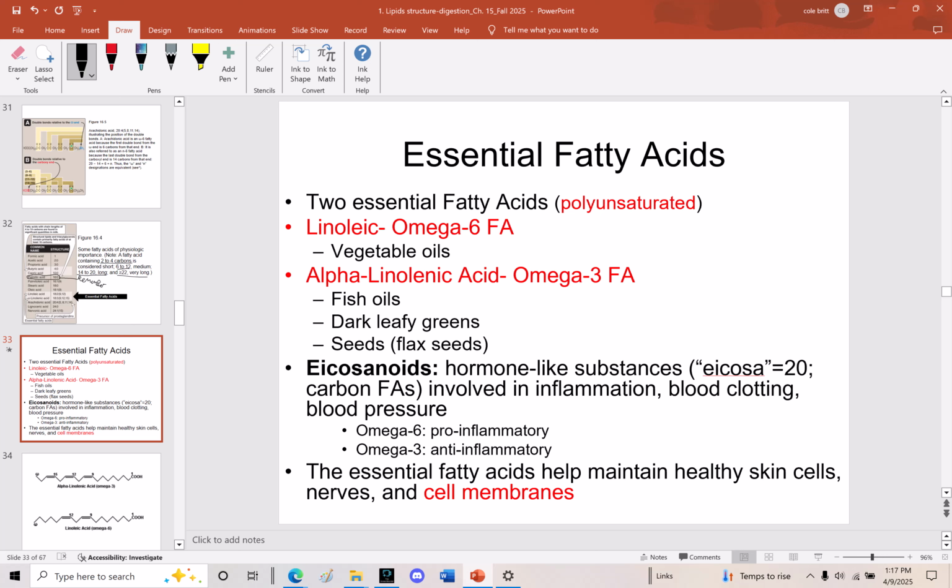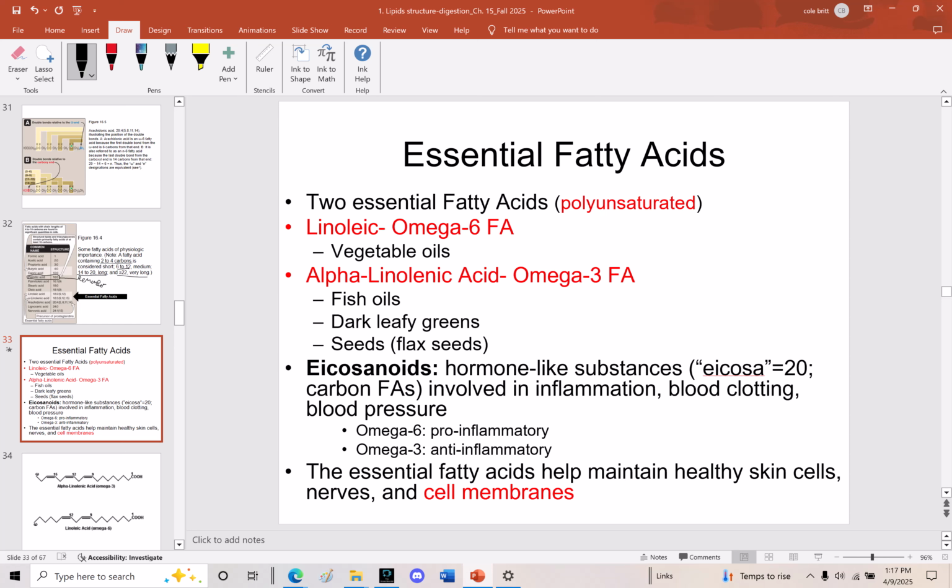And these will help us maintain healthy skin and healthy nerves. So they're really important for our nervous system. About half of the lipids in the brain are actually omega-3s. So you can see how important omega-3s are in our nervous system.